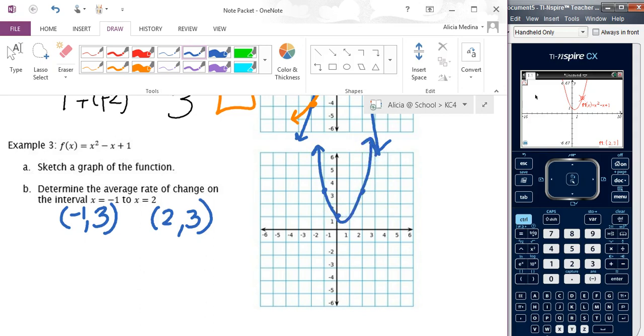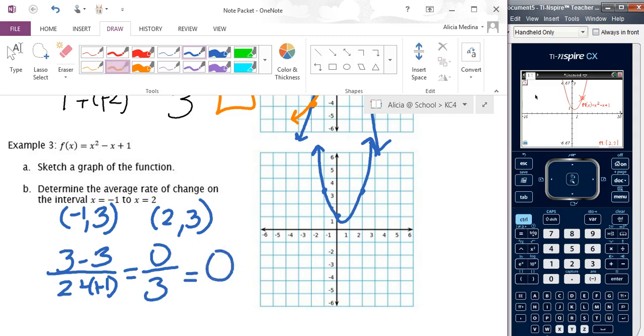Let's figure out what our average rate of change is. So 3 minus 3 over 2 minus a negative 1. This ends up being 0 over, plus a positive, so this changes to 3. 0 over 3 is 0. Connecting those points, when x is negative 1, I'm right here and right here. When we connect that, you see that's a horizontal line. Makes sense as to why our average rate of change is 0. It's not moving. Our average rate of change is constant.